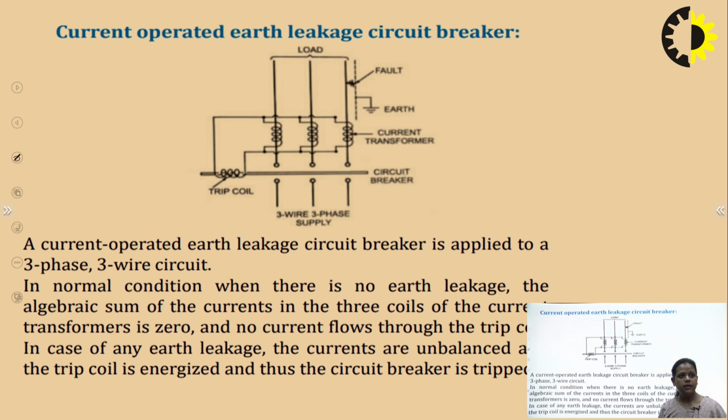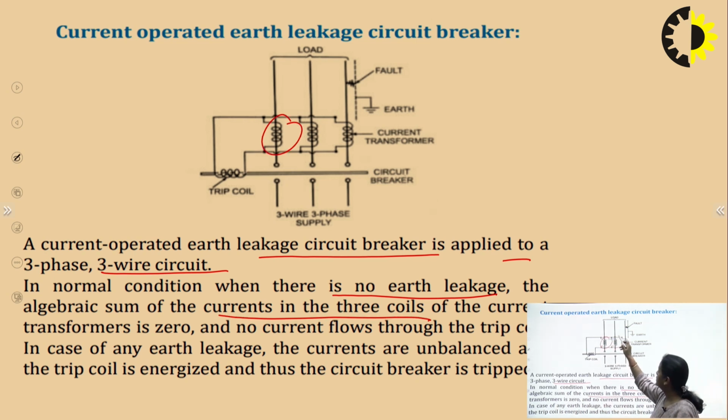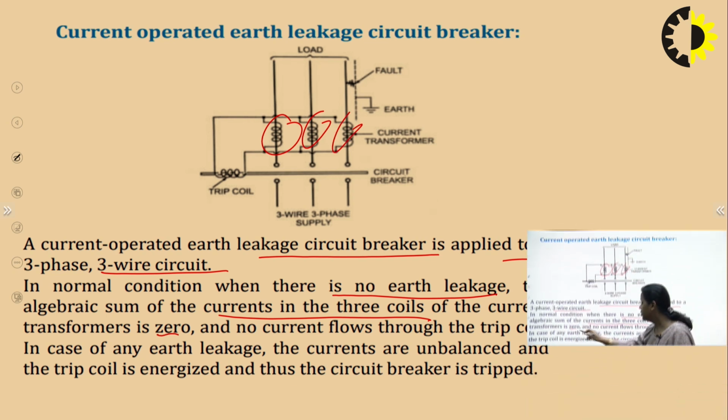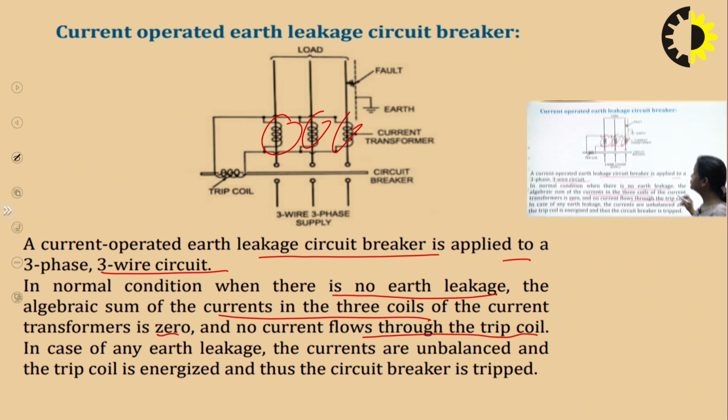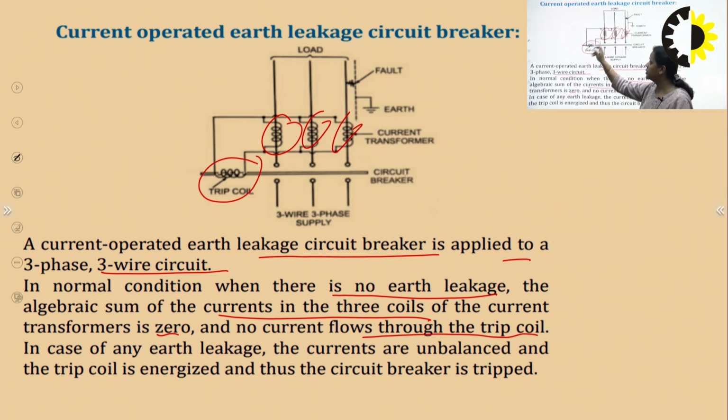So, this is the current operated earth circuit breaker diagram. In this, the current operated earth circuit breaker is applied to a 3-phase 3-wire circuit, right. So, in a normal condition there is no earth leakage. The algebraic sum of the current in the 3 coils, these are the 3 coils of the current transformer, is 0, and no current flows through the trip coil. Here this is the trip coil, so no current will flow through this trip coil.